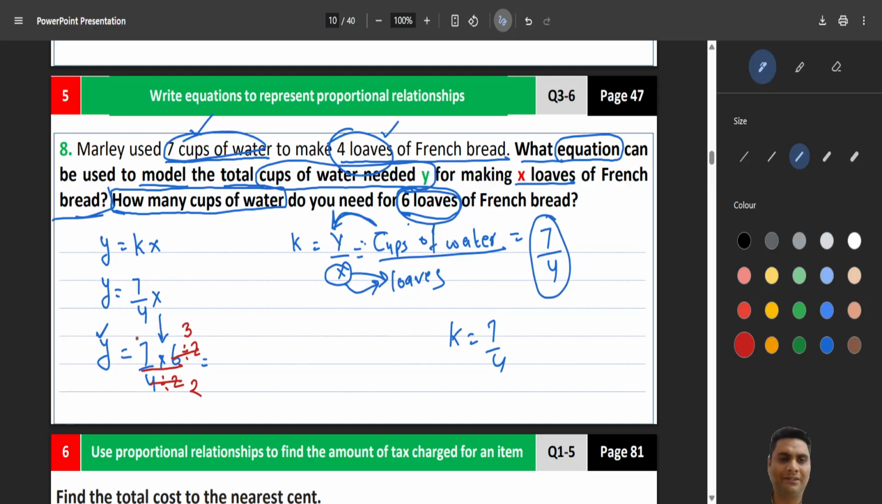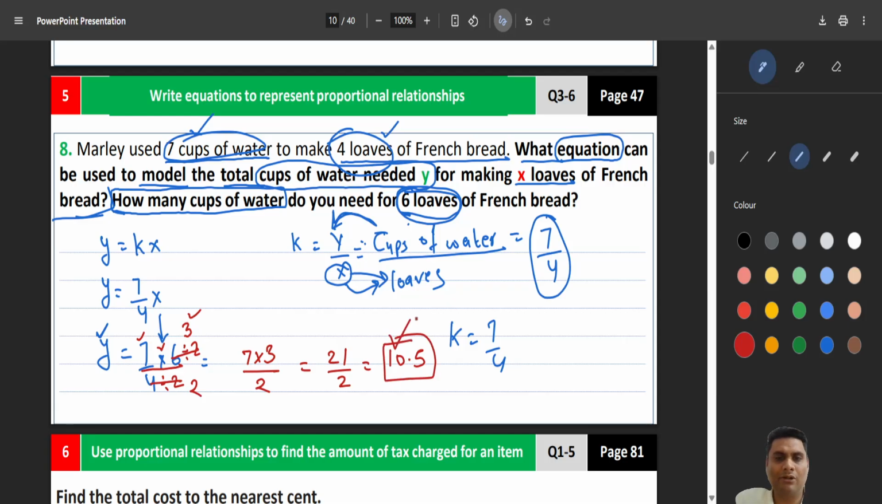Now what is left here? 7 multiply 3, and down I have 2. So 7 multiplied by 3 is 21, divided by 2. 21 divided by 2 will be 10.5.